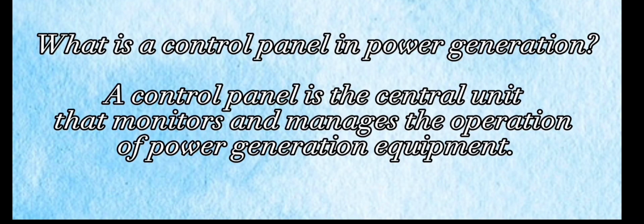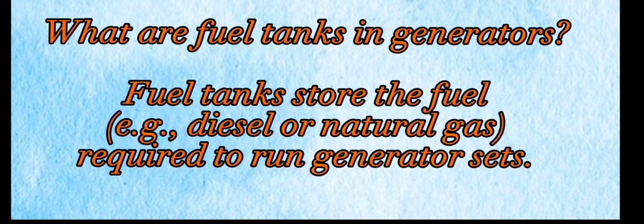What is a control panel in power generation? A control panel is the central unit that monitors and manages the operation of power generation equipment. What are fuel tanks in generators? Fuel tanks store the fuel, e.g., diesel or natural gas, required to run generator sets.